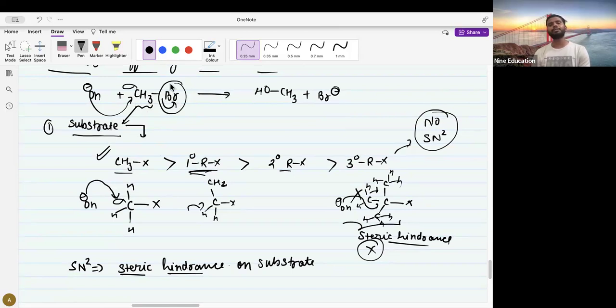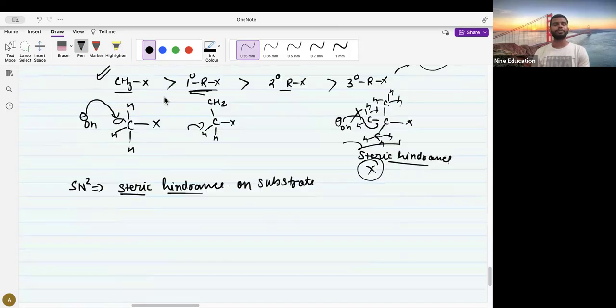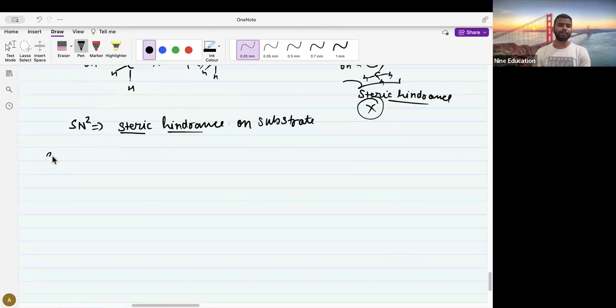So leaving group will be such that it directly attacks and the leaving group will be removed easily. You can remove the leaving group easily. In that case SN2 reaction will be more favored. है ना? So let's say second also leaving group, if I tell you, it depends upon leaving group also.